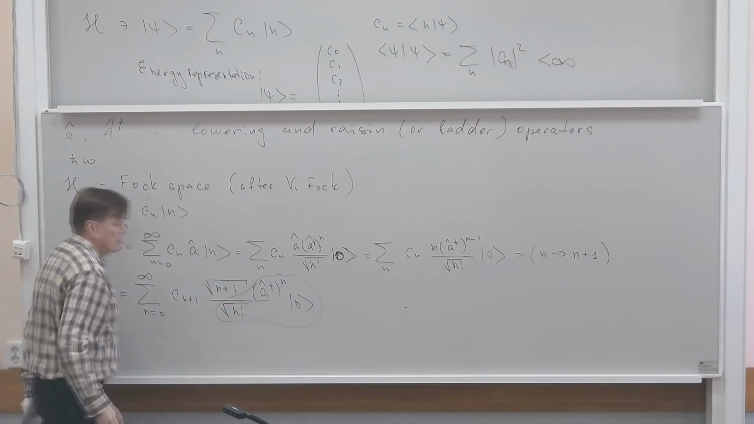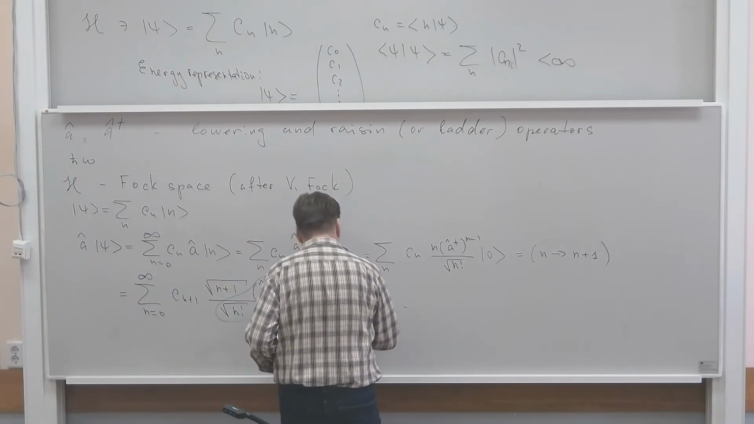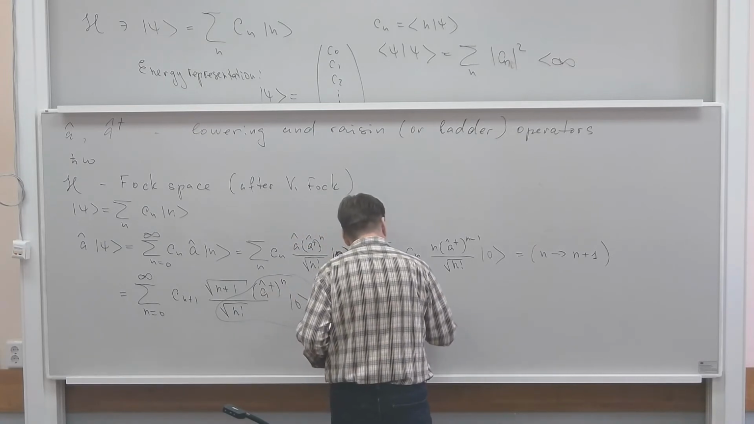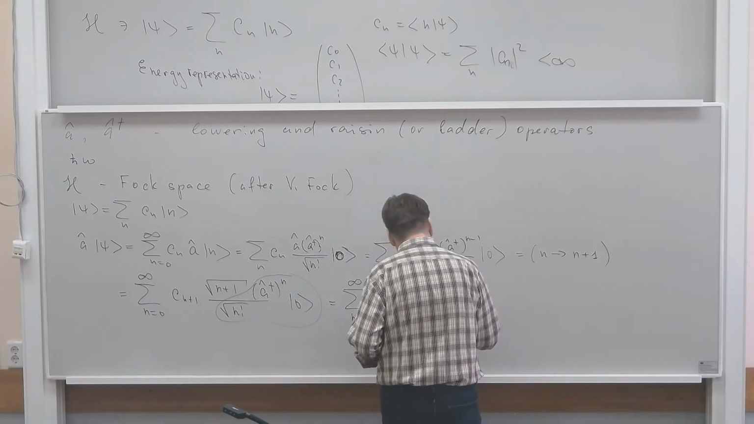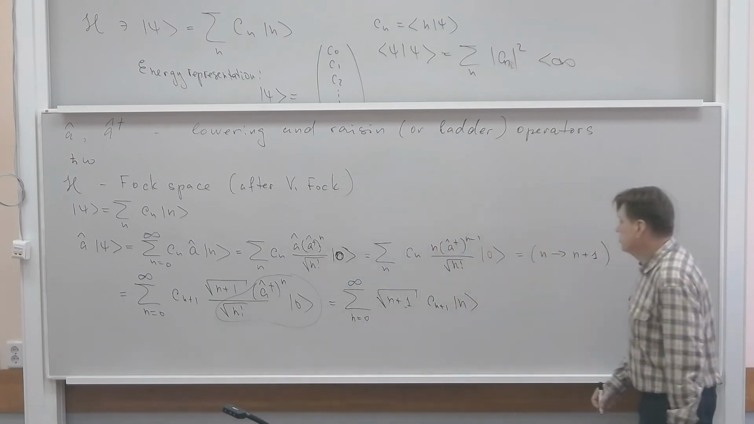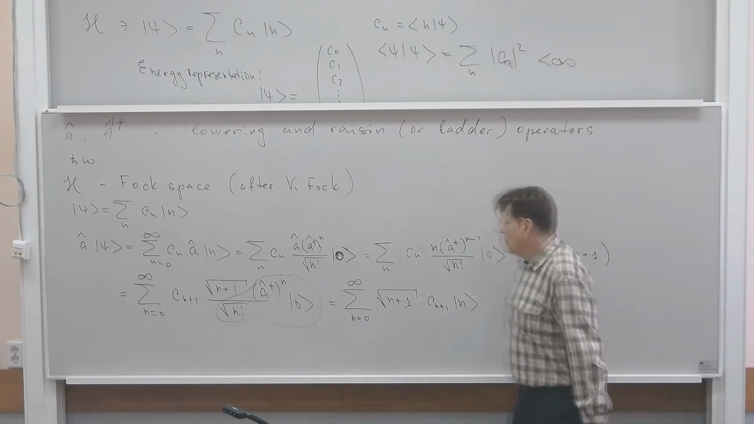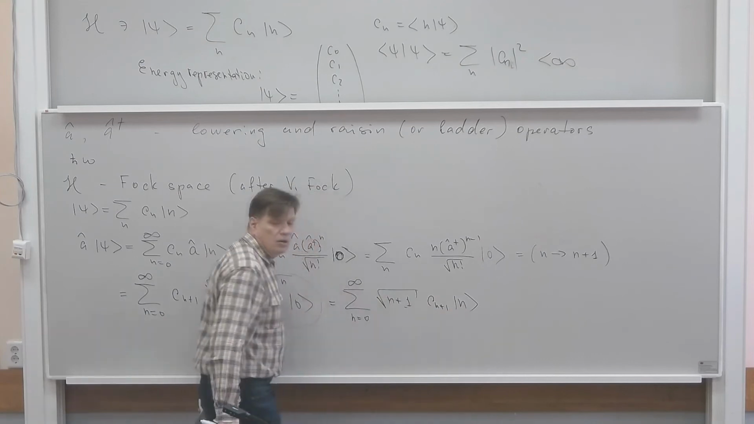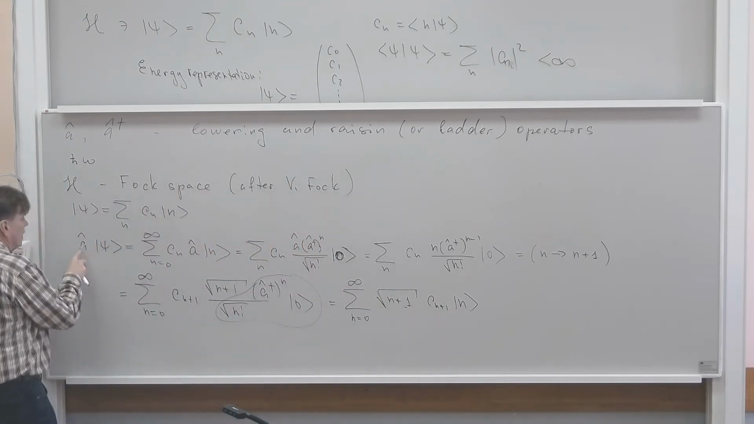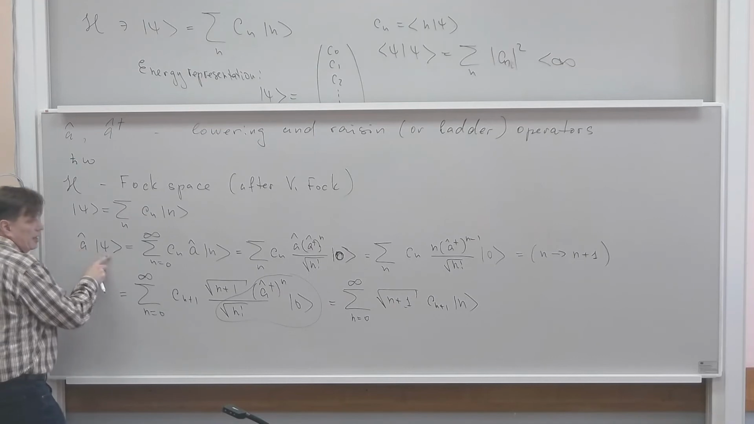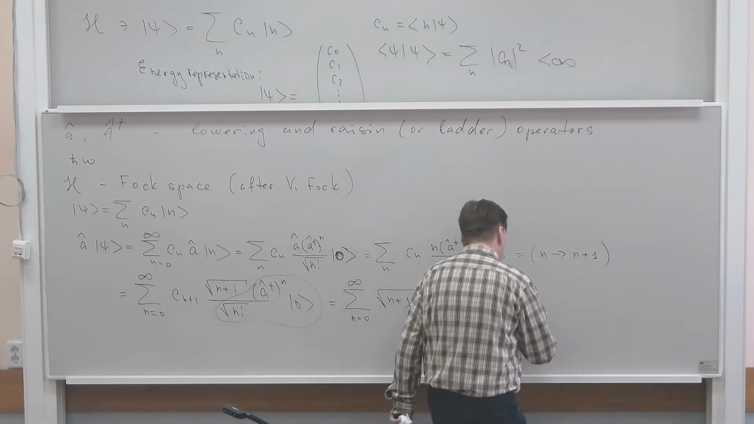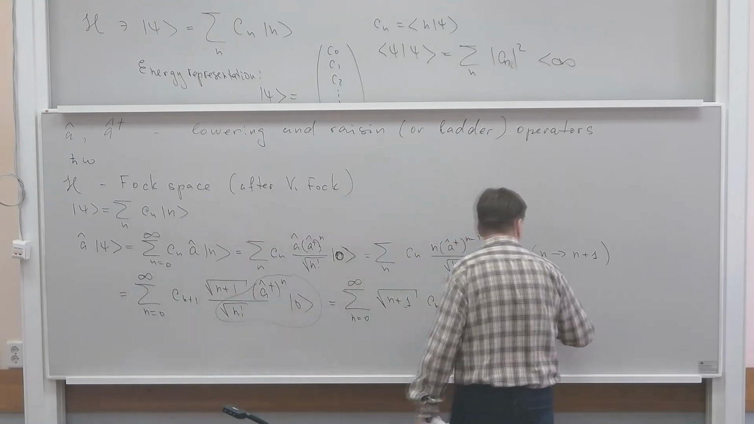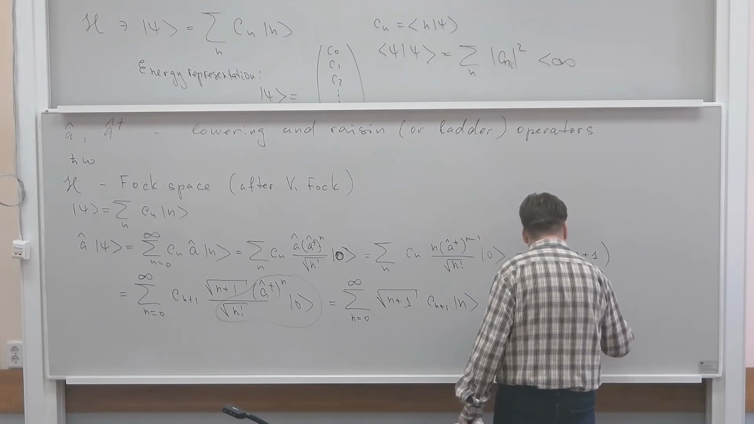the nth basis vector, so I can finally write this as the sum over n of square root of n plus 1 times C_{n+1} times the ket n. And the coefficients in front of the basis vectors are just the coordinates of the vector A acting on psi. So these are just the coordinates of the result of the action of the operator A on the ket psi. So we see n prime, n.